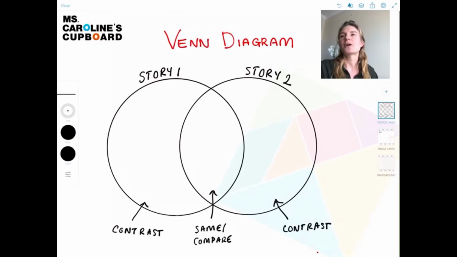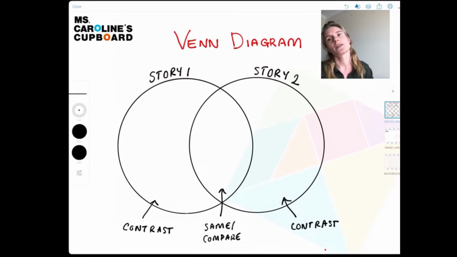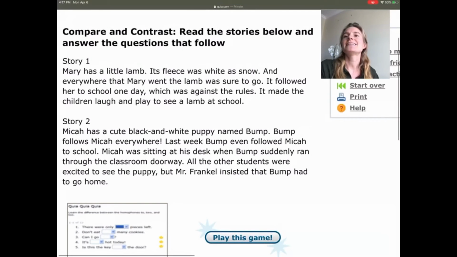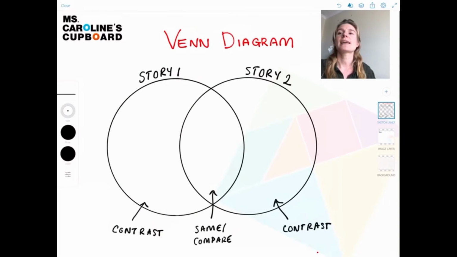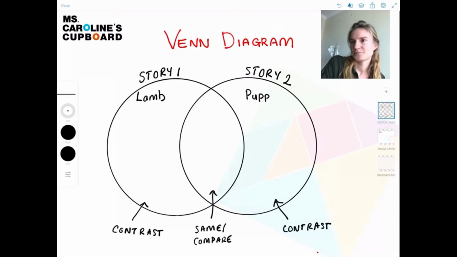Now let's go back to our Venn diagram. So we've got story 1 on the left, story 2 on the right. So what can we say is different about the stories? Well, the first one, Mary had a lamb, and the second one, Mika has a puppy. So that's different. That's not the same. So we have to put it in the outer sections. So story 1, we can write lamb, and story 2, we are going to write puppy.